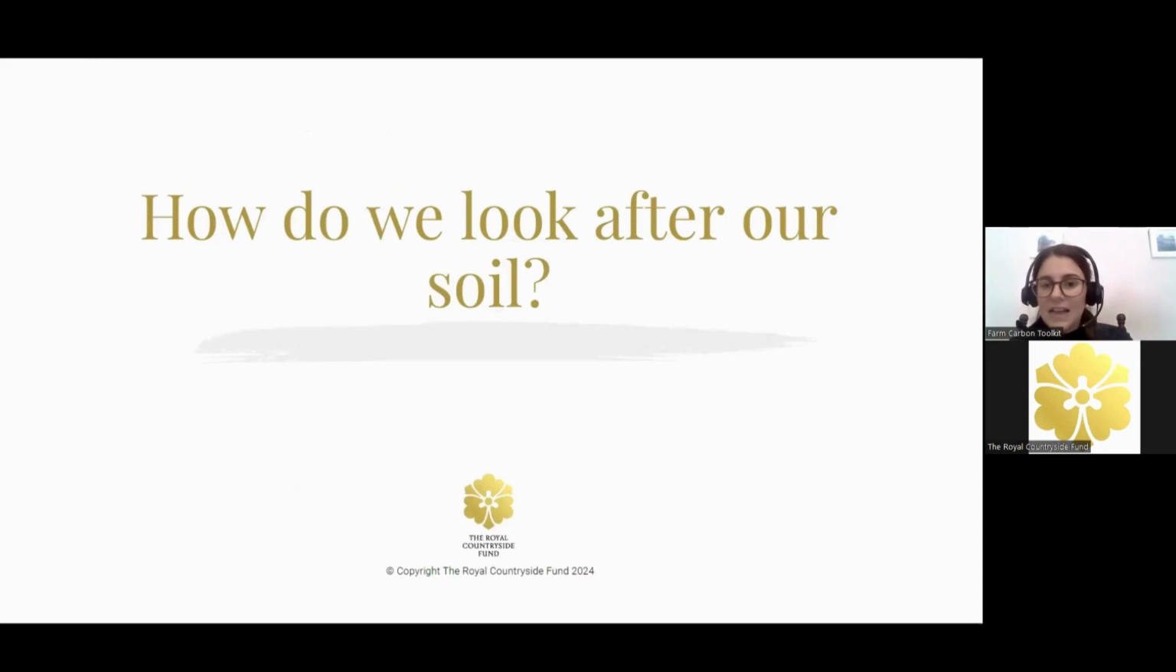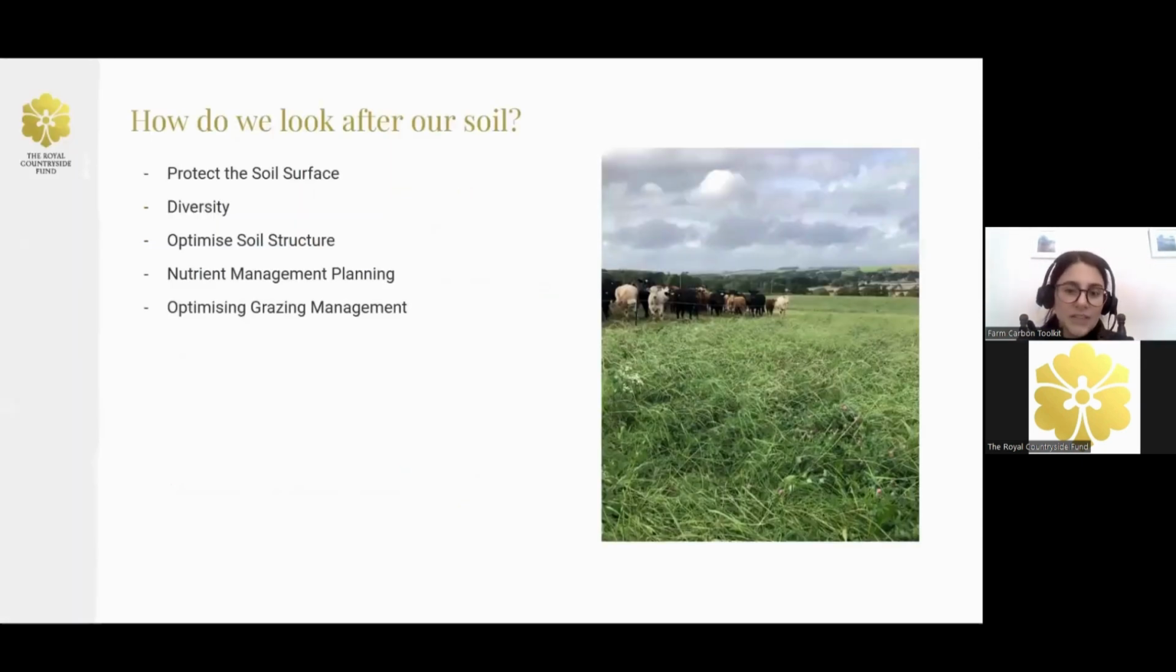So, with all of that, how do we actually look after our soil? Most of these things we'll be doing already, but we might not be doing it from a consideration of our soil's perspective. It might just be ingrained within us as we move the cows, or are planning the arable rotation. But the key principles we've got down the left hand side there.